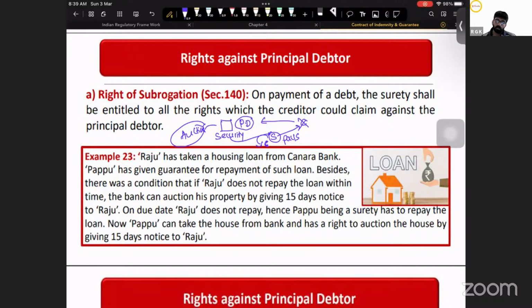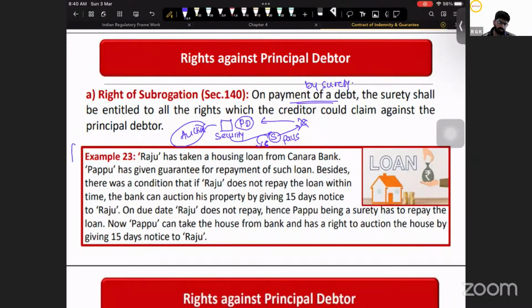When does this happen? On payment of the debt by the surety. If the principal debtor fails and the surety pays the debt, then automatically, as far as the principal debtor and surety are concerned, between them, the surety becomes the creditor for the principal debtor. That means he has the same right as the creditor has. Whatever right the original creditor had will now be available to the surety. This is what is called subrogation.